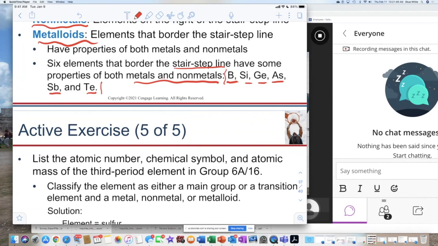But semiconductor behavior is very important because there's a certain setup in a machine where the scientist or the engineer needs the element to have both properties. So these become very, very valuable.